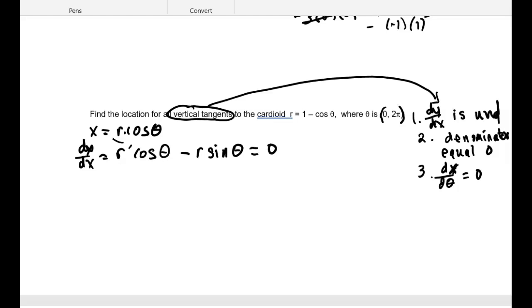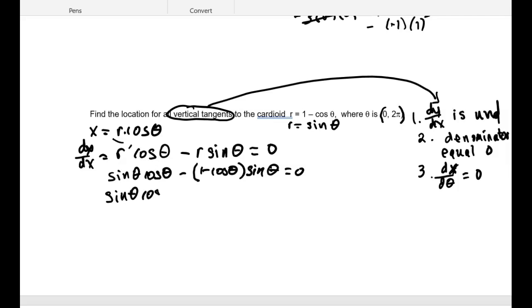All right. So r prime is positive sine of theta. So take r prime, substitute it with sine of theta, times cosine of theta, minus r. So r in this case is 1 minus cosine of theta, and then times sine of theta, and that's going to equal 0. So trig equation, probably the most involved trig equation we've dealt with this year. We want to clean this up. So do that. So we get what?